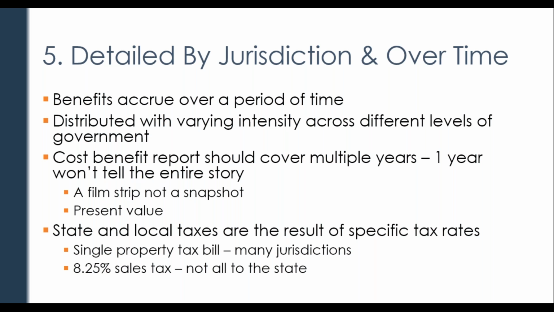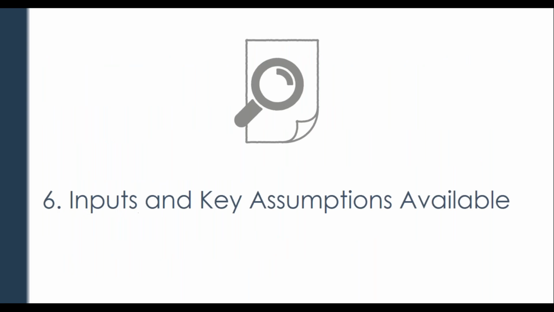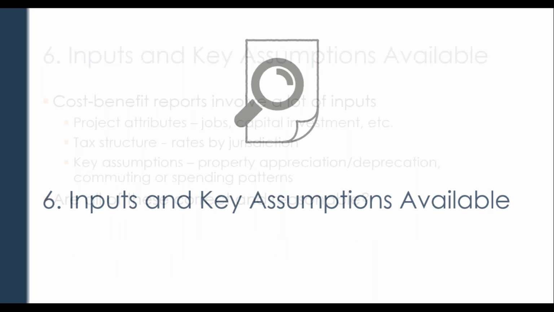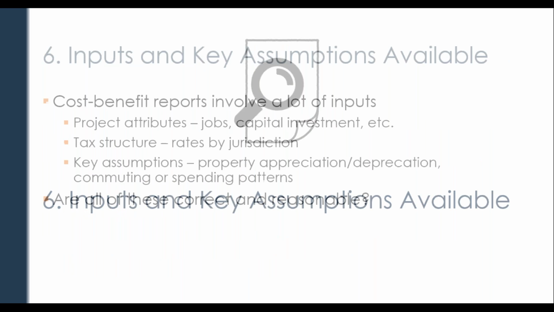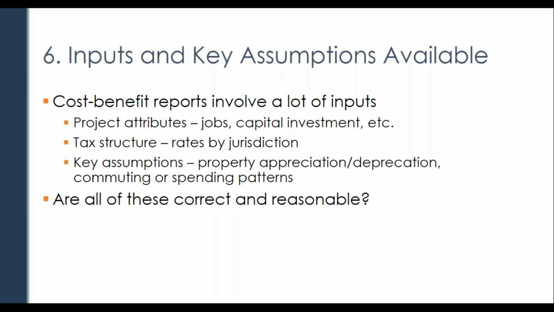So next on my list here, number 6 is really just, are the inputs and other key assumptions available, and can you see what those things are? As we've been talking here, you can already hear all of the different assumptions that are going into one of these reports. There's a number of different inputs and key assumptions. So as I think about this, I break it up in 3 different ways.